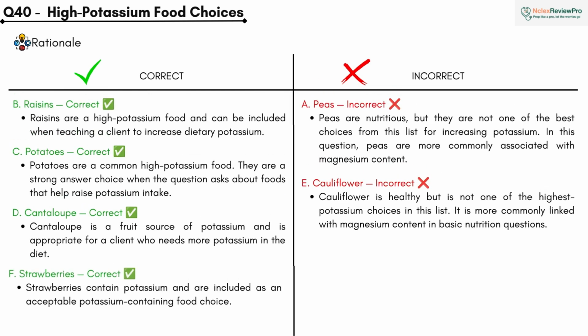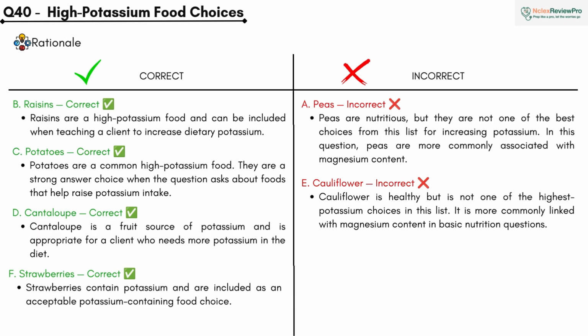The key idea here is that the client has a low potassium level, so the nurse should reinforce potassium-containing food choices. Normal potassium is about 3.5 to 5.0 milliequivalents per liter. When potassium is low, the client may need teaching about foods that can help increase potassium intake, unless there is a kidney problem or another restriction. Option A is incorrect. Peas are nutritious, but in this question, they are not one of the best potassium choices from the list. Peas are more commonly associated with magnesium content in basic nutrition-style questions.